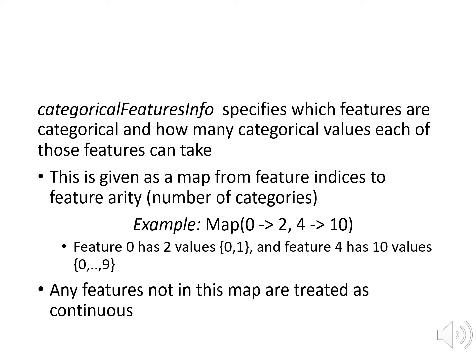With categorical features, we can treat them as continuous values. We do not specify them in the map, and even though the decision tree can work, it's not as efficient and effective as specifying them explicitly as categorical features. So it's highly suggested to specify the categorical features in this parameter.